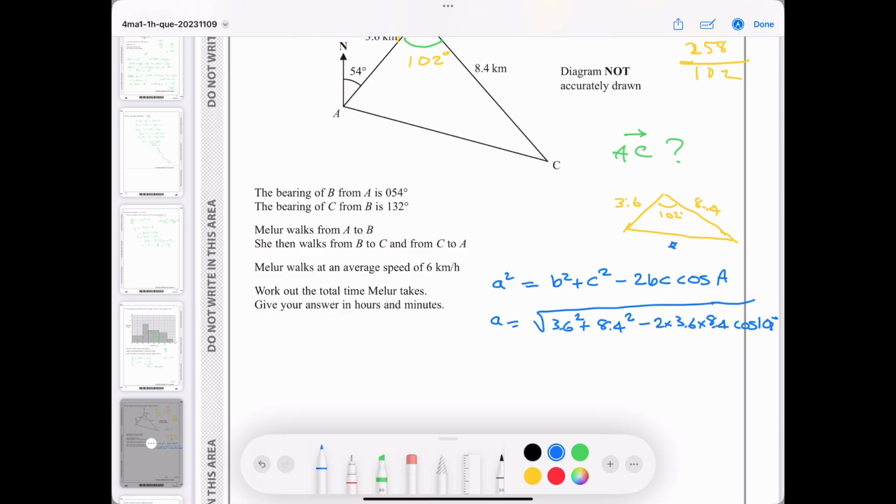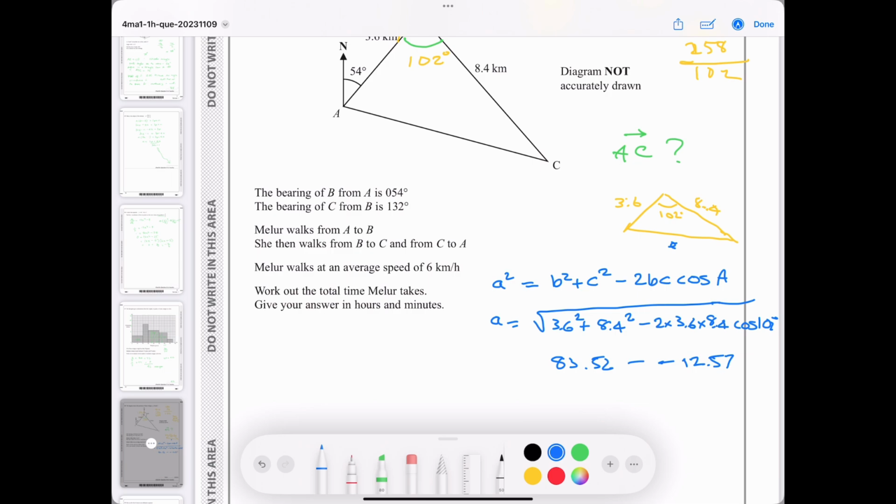I'm going to do this slightly slowly. 3.6 squared plus 8.4 squared equals, so far we've got 83.52, minus, and I'm just going to do all of that in one go, 2 times 3.6 times 8.4 times cos 102 equals, oh, so that's minus, is that meant to be right? Yeah, I suppose it must be minus 12.57.